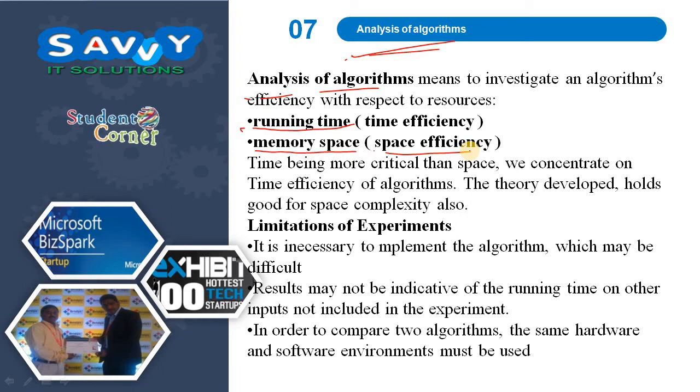Limitations of experiments. It is necessary to implement the algorithm, which may be difficult, and results may not be indicative of the running time on other inputs not included in the experiment. In order to compare two algorithms, the same hardware and software requirements must be used.